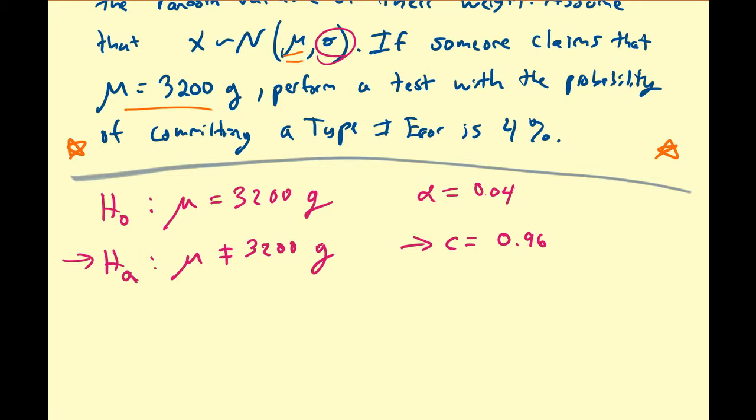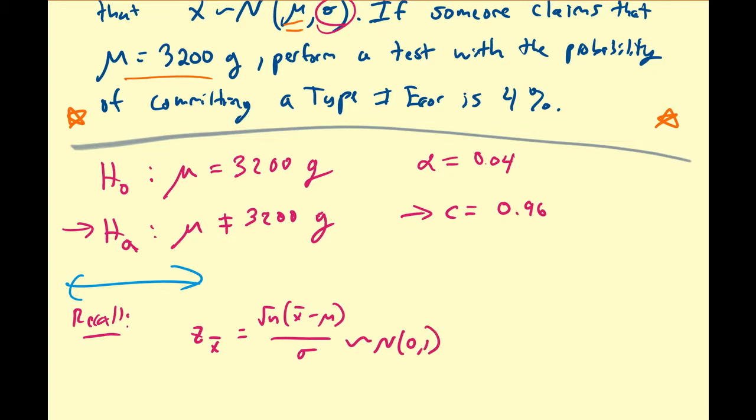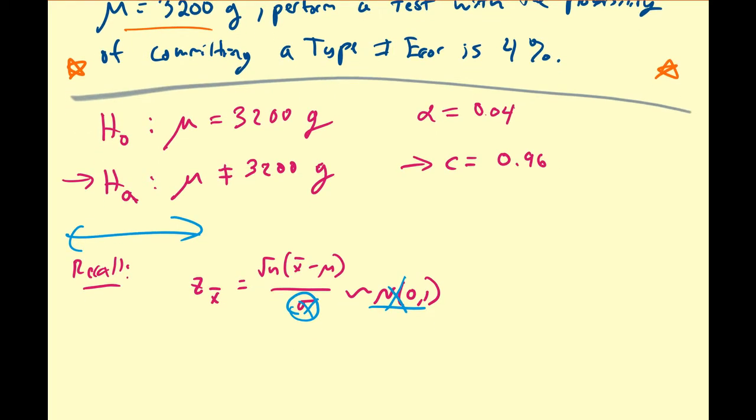All right, so how do we approach a problem when the standard deviation is not known? Let's discuss things just a tad bit. Recall that this number z of x bar equals the square root of n times x bar minus mu divided by sigma. This variable is normally distributed according to the standard normal distribution. But we cannot use this because sigma is not known. Therefore, we cannot necessarily use the normal distribution in this case.